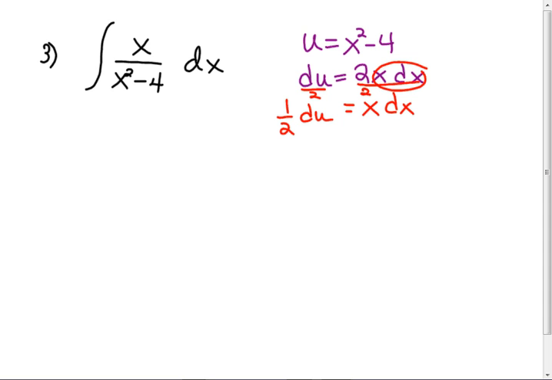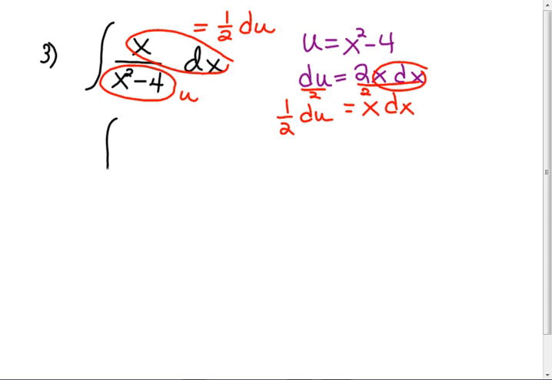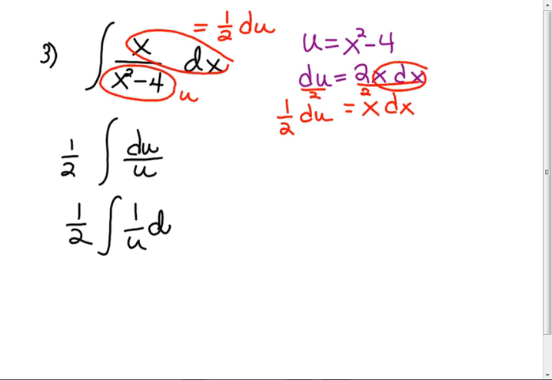Does that make sense? Because that's what this is. This equals 1/2 of du. We're going to substitute. We're going to replace it with something else it's equal to. And then this is just plain old u. Now it looks familiar. Now it looks like the integral. Let's say I've got a 1/2 out in front, and then I've got a du over u. And if you don't like that, I'll rewrite it as 1/2 times the integral of 1 over u du.